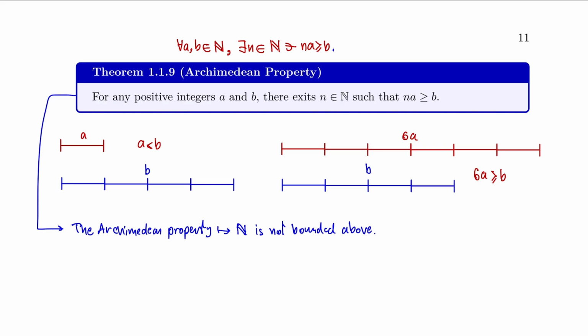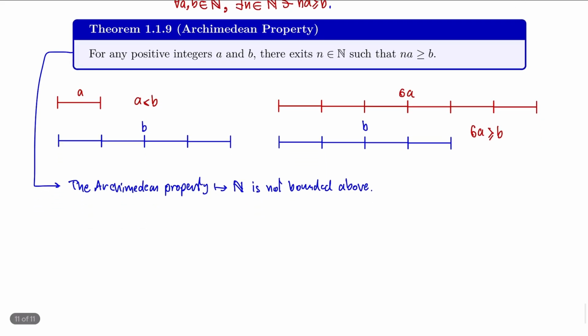Now let's prove this property. How can I prove this? For any positive integers a and b, there exists a positive integer n such that n times a is greater than or equal to b. I want to use a proof by contradiction. This means that I can assume that the Archimedean property is false. So suppose that the Archimedean property is false.